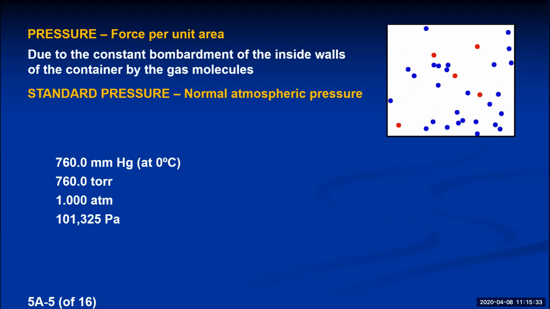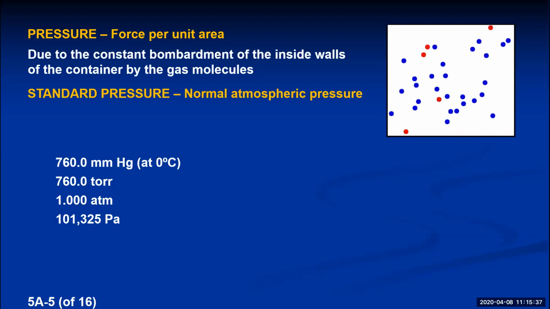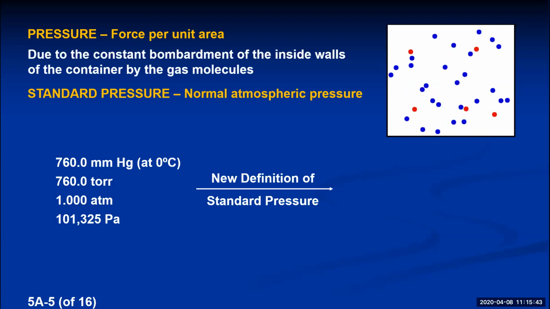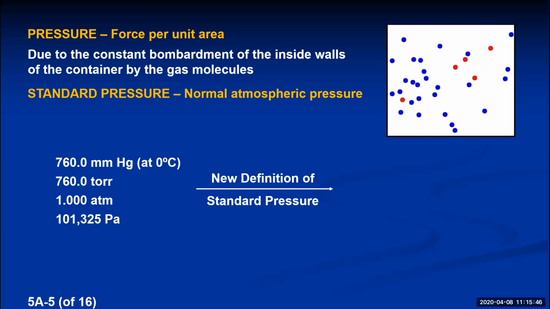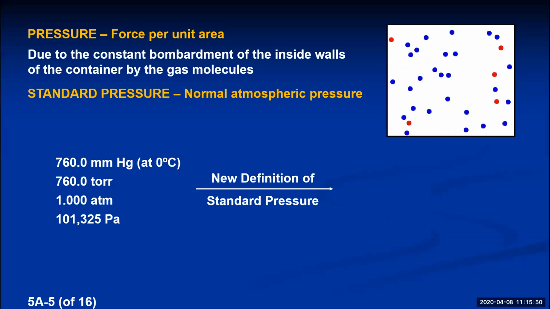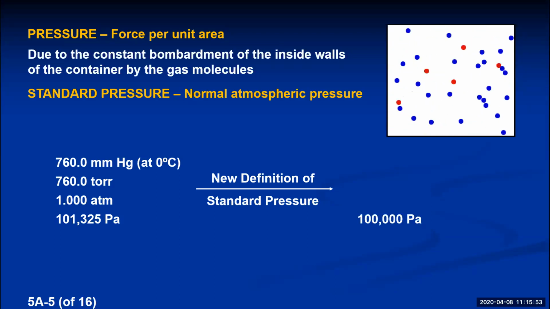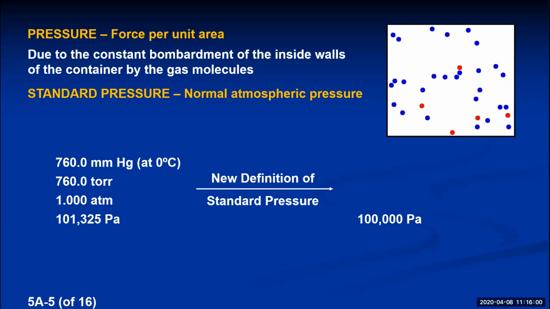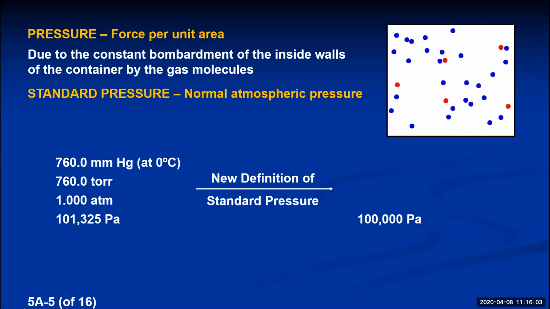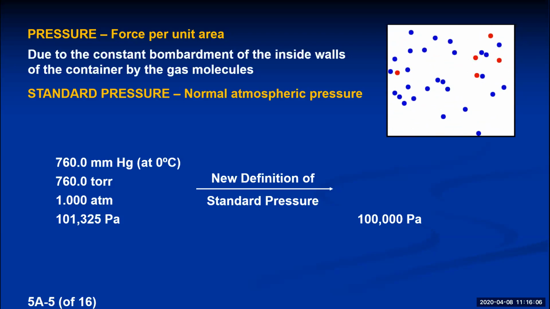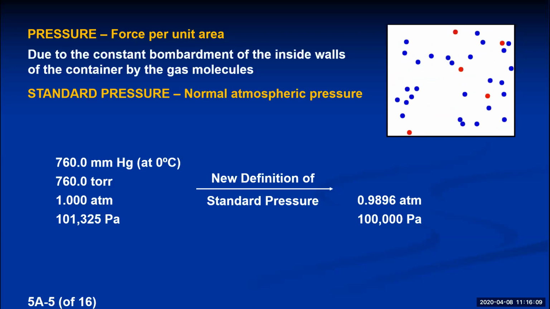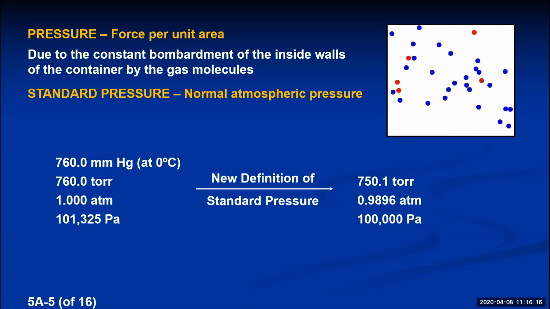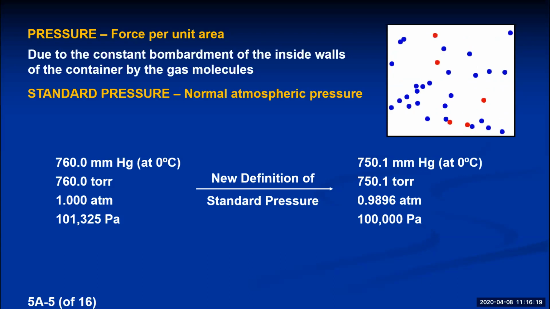Now, as the entire world moves towards a completely metric-based system of units, at some point, they're going to actually redefine standard pressure. And when they do that, they're going to make standard pressure equal to a nice, clean number. It's not going to be 101,325 pascals. It's going to be redefined as 100,000 pascals, because Pascal is actually the SI unit, or the metric system unit. So eventually, atmospheres, torrs, and millimeters of mercury may go away. So if we do that, standard pressure will be defined as 100,000 pascals, which means that standard pressure will be 0.9896 atmospheres, or 750.1 torr, or 750.1 millimeters of mercury. But they're not doing it now.